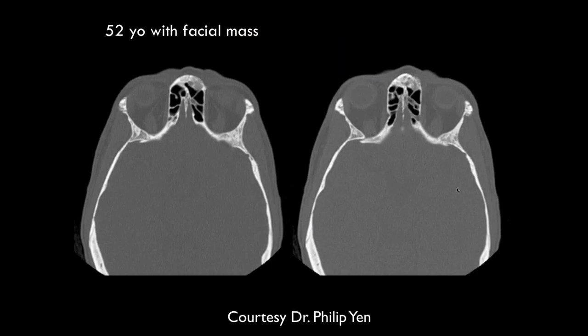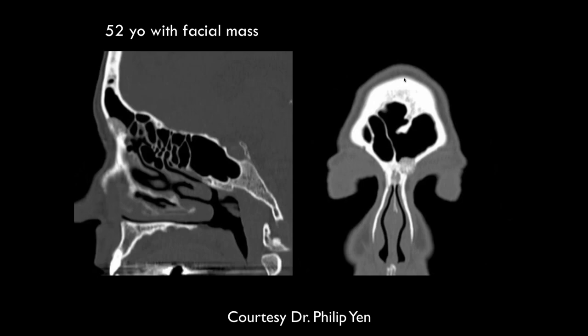Right. Okay, 52-year-old with facial mass. There's a little bit of thickening maybe of the left sphenoid wing, or maybe the anterior left ethmoid area? I'm not sure. That area, yeah, some thickening of the bone. And we're cutting through anteriorly here. It looks like in the left frontal sinus, there's a mass-like lesion involving the bone there.